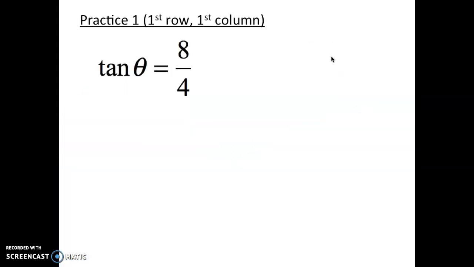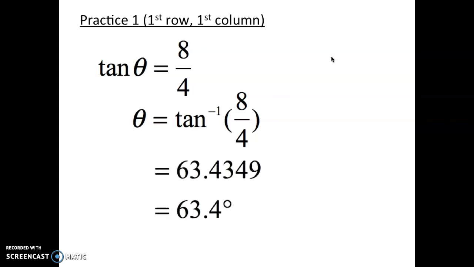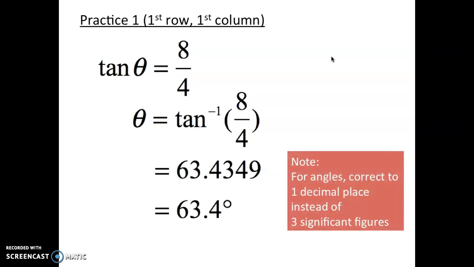Let's look at practice 1. For the first question in the first row and first column, when we have tangent theta equals 8 over 4, we are asked to find the unknown angle theta. To work that out, I will use theta equals inverse tangent of 8 over 4. Press this on your calculator and you will get 63.4349. Lastly, round it off, and you should get 63.4 degrees. Do take note that for angles, you are supposed to correct it to one decimal place instead of 3 significant figures.